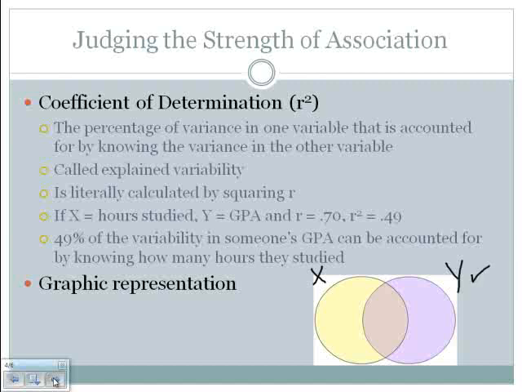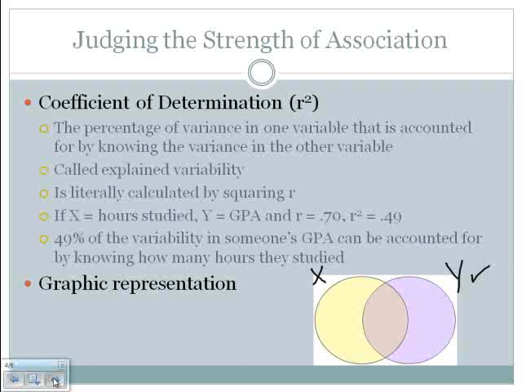When we interpret the coefficient of determination, I want you to always interpret it in terms of your Y variable. So you'll know what that is when you're given data by me, but always interpret it in terms of the Y variable. So again, the interpretation here is 49% of the variability in someone's GPA can be accounted for by knowing how many hours that they studied. Notice that that is a percentage.